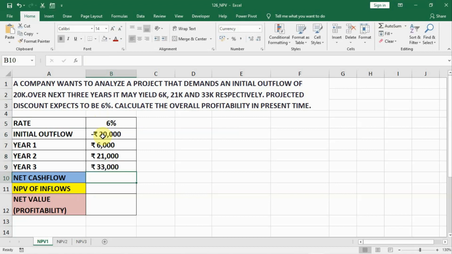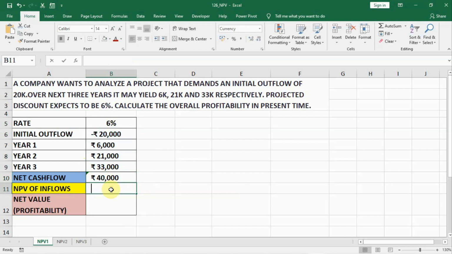Now what happened? Let us calculate the net cash flow, which is the sum of all these four values, and it seems that there is a profit of 40,000. We have to calculate in terms of time value of money what the value is today. So we'll make use of the NPV function here.